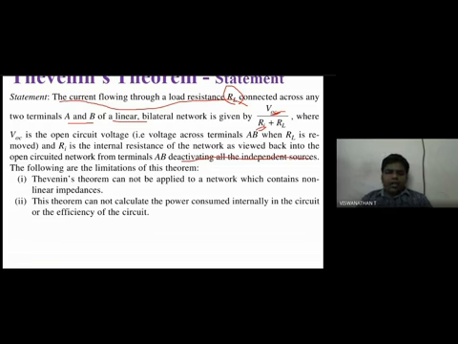The limitation of the theorem is that it cannot be applied to non-linear impedances. You know what is non-linear? The diode and transistor. Those are called non-linear devices, as they exhibit non-linear impedance. The second limitation is that we can't calculate the power consumed internally, which means the drop across the internal resistance in the circuit. And we are also not able to calculate the efficiency of the circuit.